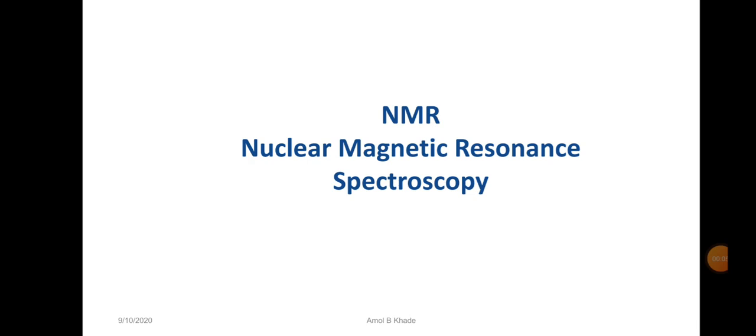We are starting NMR spectroscopy. This is one of the very important and useful spectroscopic techniques, known as NMR spectroscopy. So what is NMR? NMR is nuclear magnetic resonance, and it is a spectroscopic technique because, similar to UV spectroscopy and IR spectroscopy, this also involves the interaction of electromagnetic light with our sample. Here we use radio frequency waves.